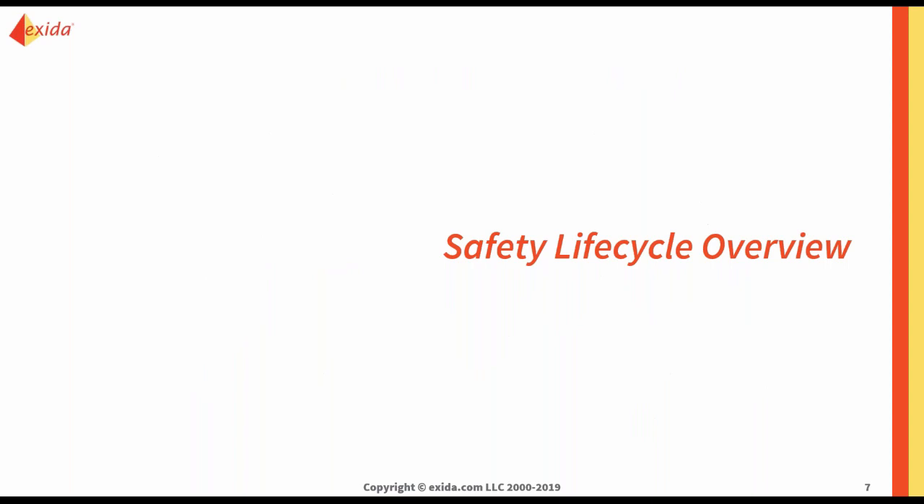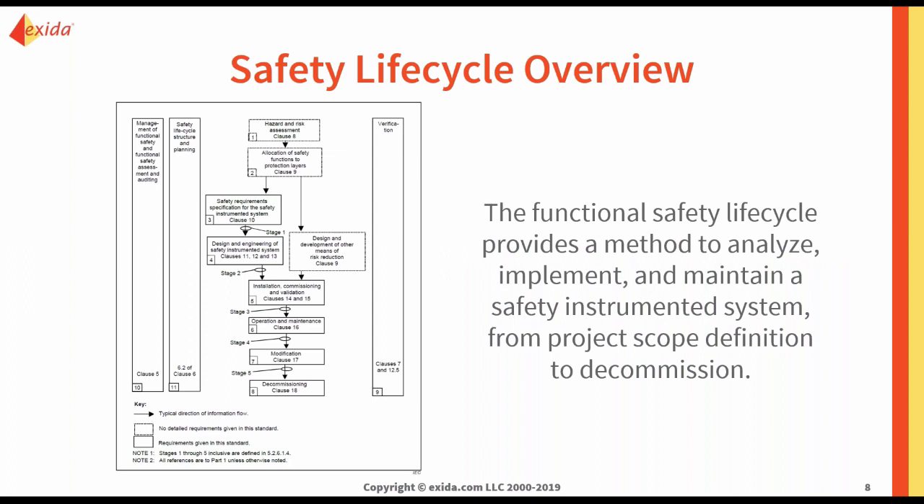So let's dive right into an overview of the safety lifecycle. Now, if you caught part 1 of this, we're going to take another look at exactly how the safety lifecycle gives us a method to analyze, implement, and maintain a safety instrumented system. This starts from project scope definition to decommission. And part 1 did focus on analysis. We're going to focus on design and implementation. But it's really important for us to highlight that this is how it looks in the standard. It's sort of almost a checklist of tasks, but it has a clear beginning and an end.